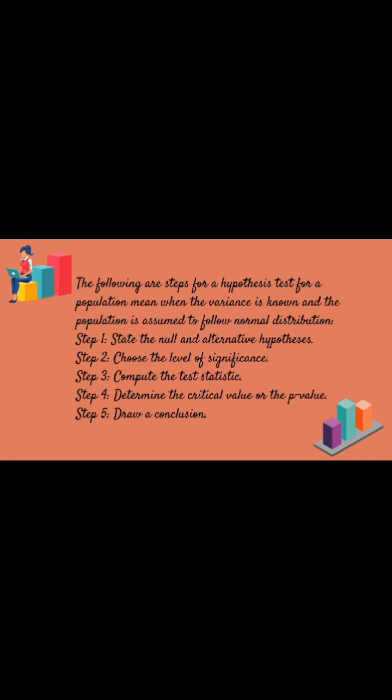Step 4. Determine the critical value or the p-value. The p-value tells us the probability of observing such an extreme result if the null is true. If the p-value is small, less than alpha, it suggests strong evidence against the null hypothesis. And step 5. Draw a conclusion. If the p-value is less than the level of significance, reject the null hypothesis. If the p-value is greater than or equal to the level of significance, do not reject the null hypothesis.